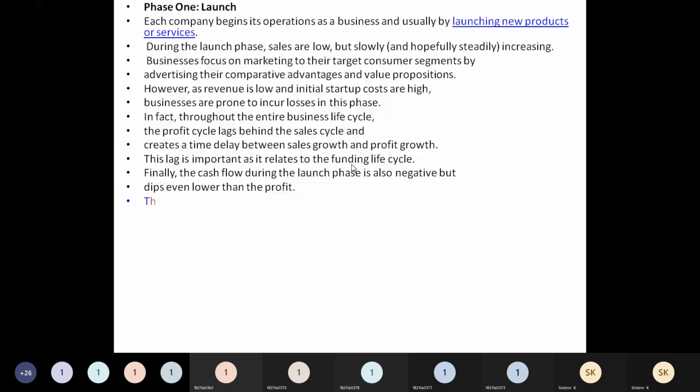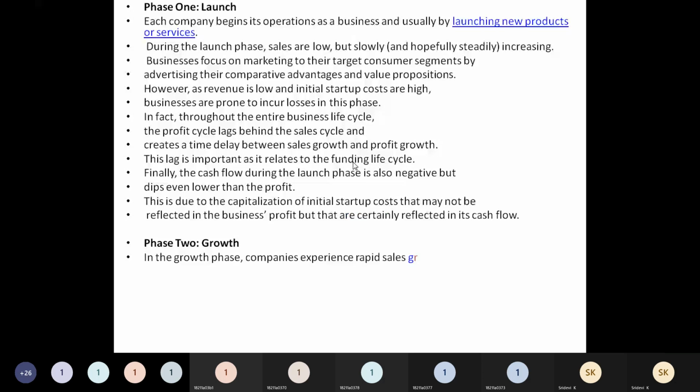Then the second stage comes. Of course, here I have given so many points in detail related to launching. When we come to the growth stage, as we already said, some part of the sales will start increasing, because you have advertised at the launch stage, and the effect of that will be in the next stage, that is the growth stage. So here the sales will be increasing rapidly.